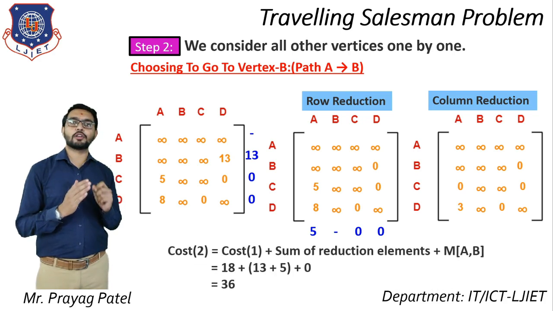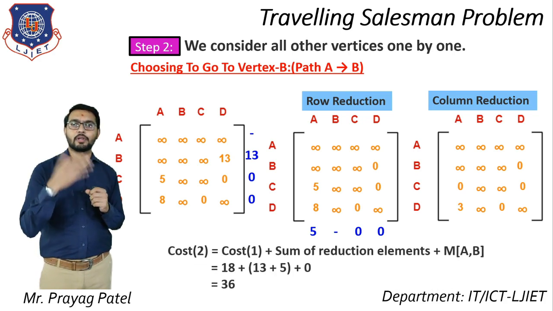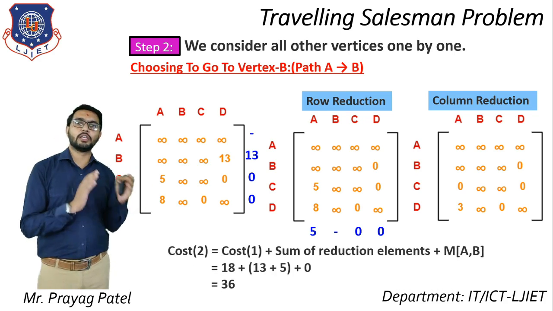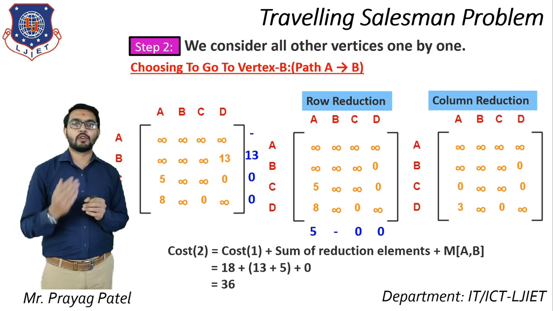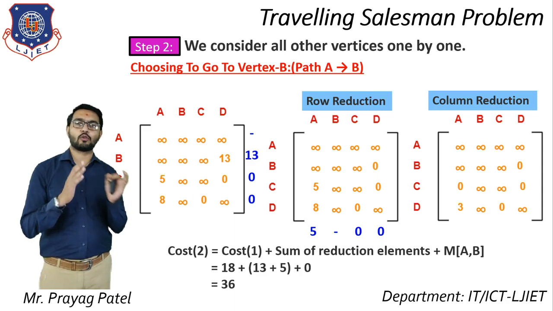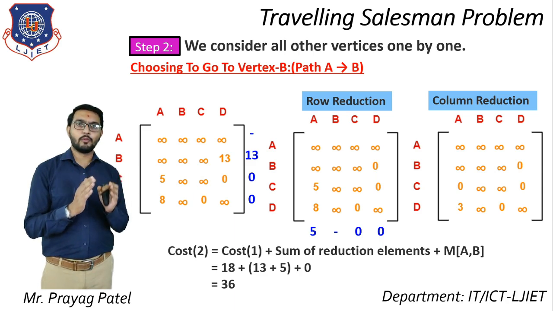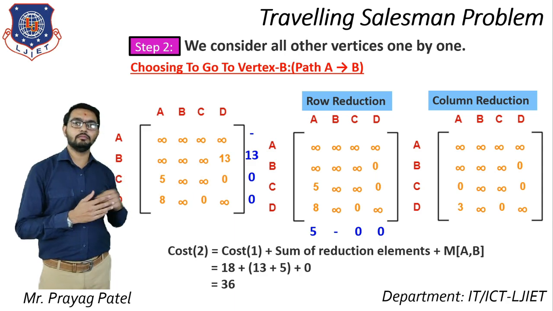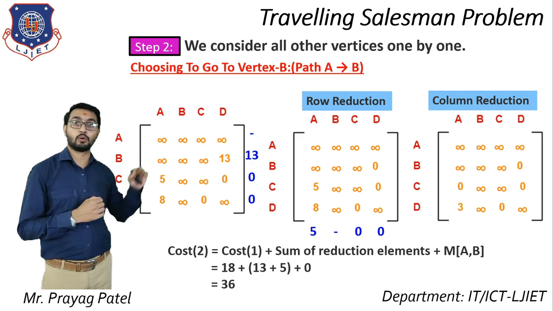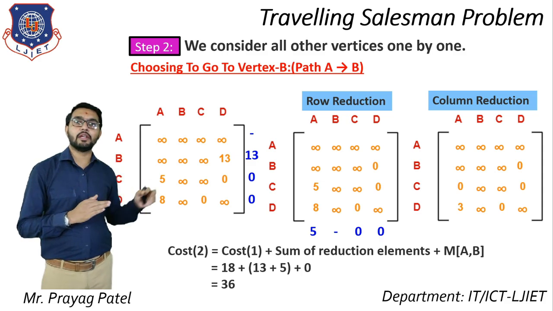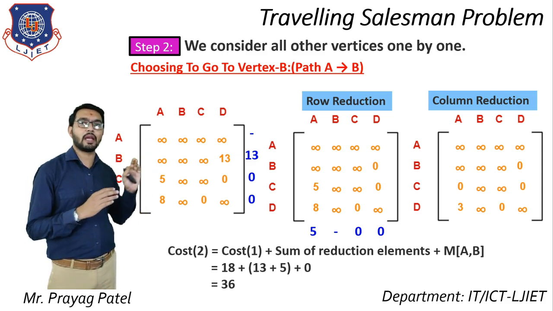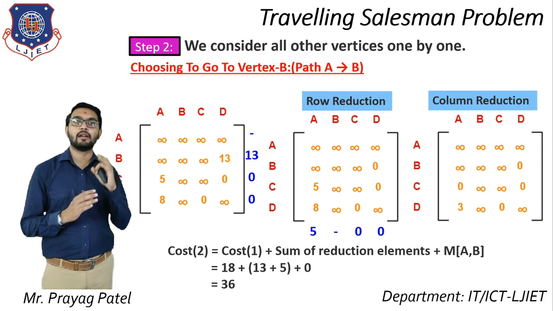Now consider the cost for node 2, because the first cost was 1. Now this cost is 2. So cost 2 equals cost 1. Already we found 18 as the reduced cost, cost 1. Now the sum of the reduction cost. So here the reduction cost equals 13 plus 5, and the third part is the value of MAB. Here consider the value of MAB as the old value in step number 1.